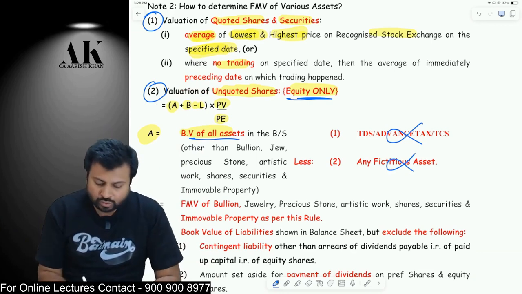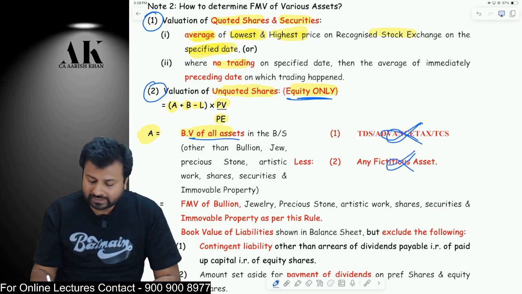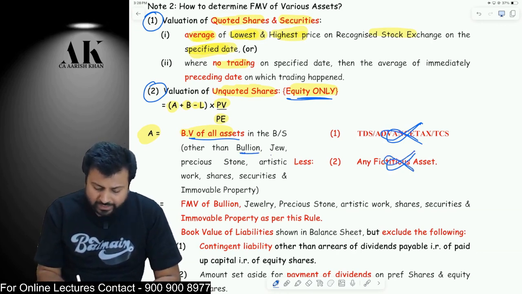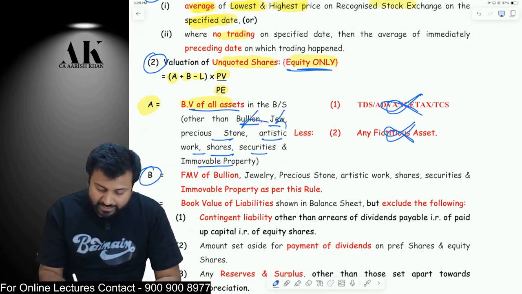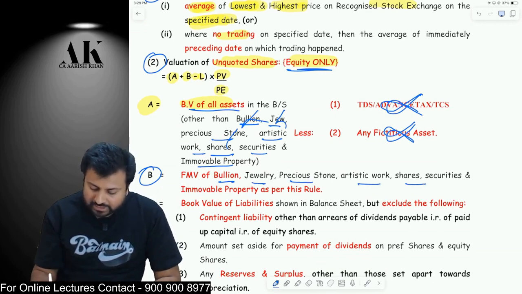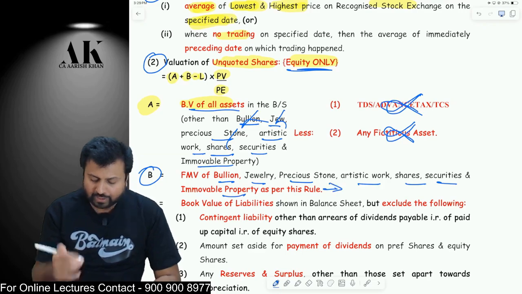Okay. So, A will include the book value of all assets in the balance sheet. Except don't take TDS, advance tax, don't take fictitious assets. Don't take bullion, jewelry, precious stone, artistic work, shares and securities, immovable property. That is covered in point number B. Okay. For point number B, all these assets which are excluded here will be covered in point number B. And bullion, jewelry, precious stone, artistic work, shares, securities, immovable property will be valued as per this rule.